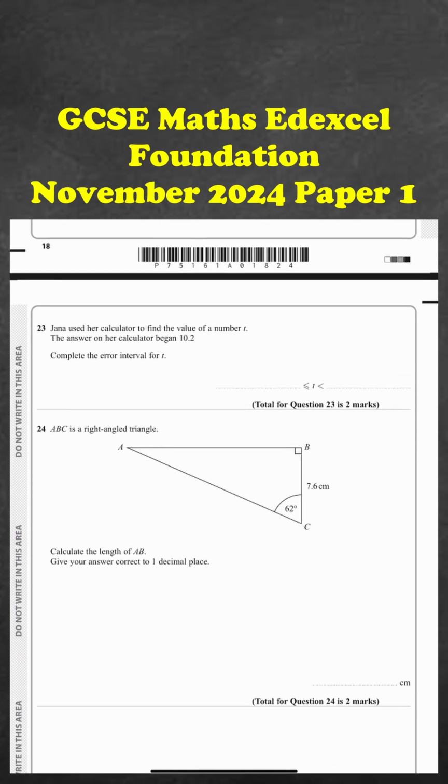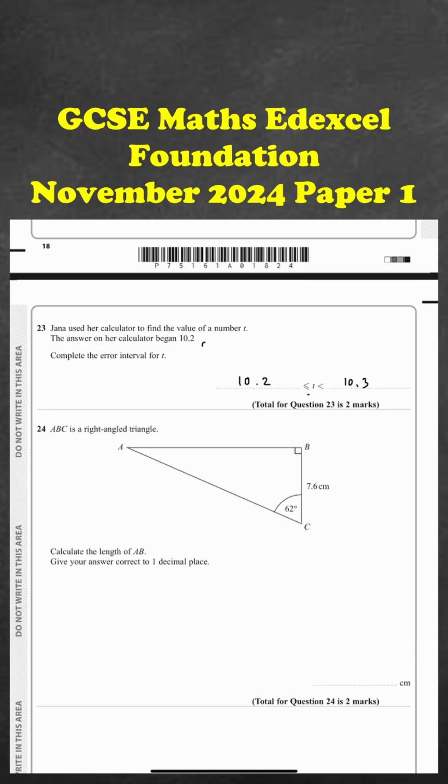Question number 23. Jana used her calculator to find the value of a number t. The answer on a calculator began 10.2. Complete the error interval for t. We have t is greater than or equal to 10.2, and it's going to be less than 10.3. This is because if she had 10.299999, then that needs to round up to 10.3. But if she had 10.19, it wouldn't have come up on the calculator as 10.2. So that's pretty much it.